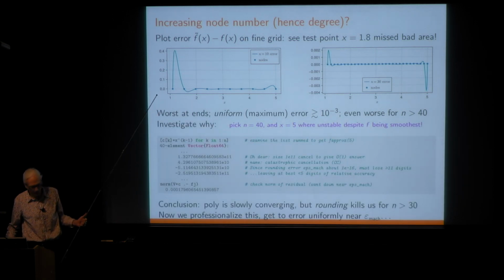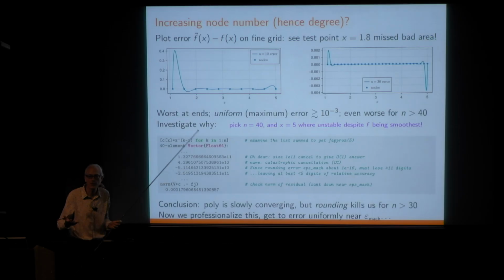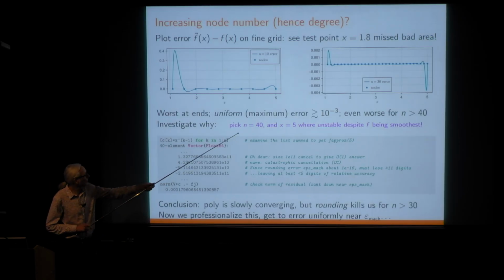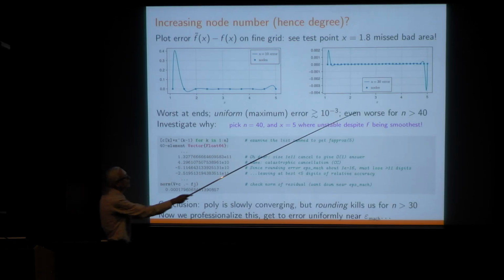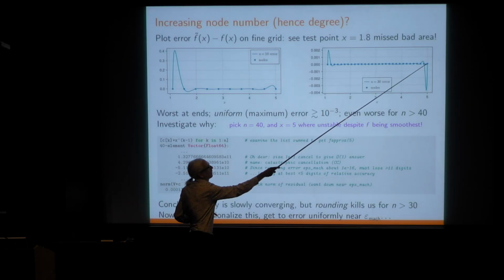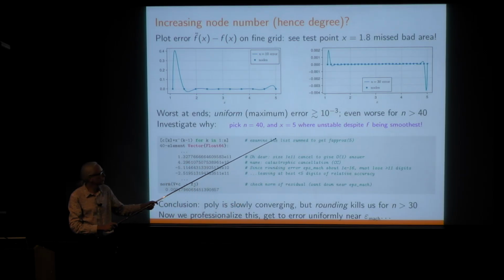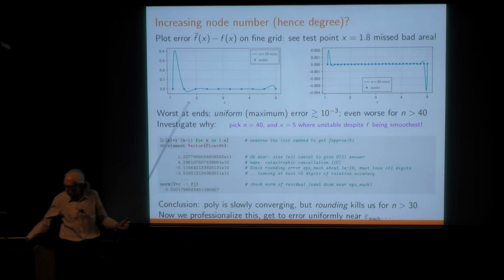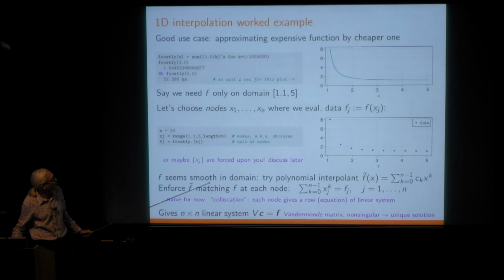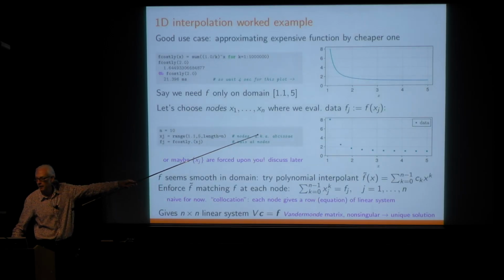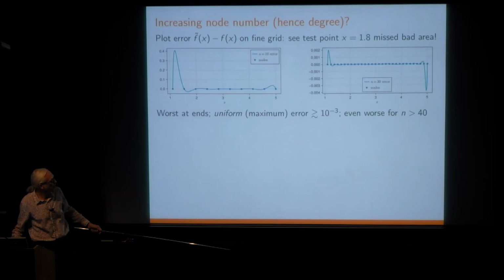But what you should do as a numerical analyst is start investigating. Why is it going wrong? So let's just see what's happening at n is 40 nodes. And let's evaluate right near this nasty spike here at x is 5, which is, remember, where the original function was the smoothest, over on the right-hand side. So it really should not be a troublesome area. So why on earth is it going wrong there?